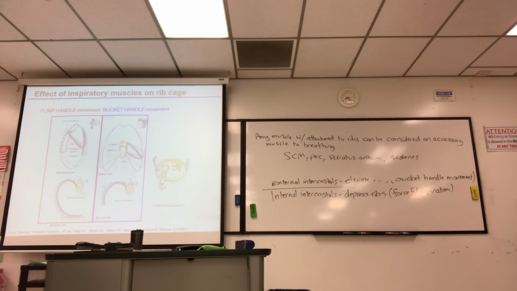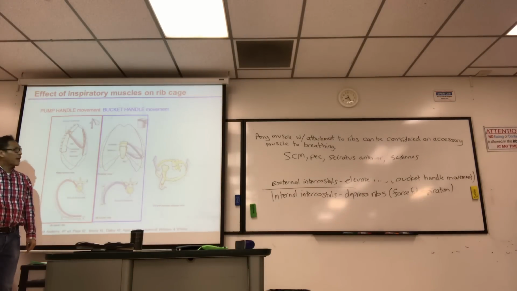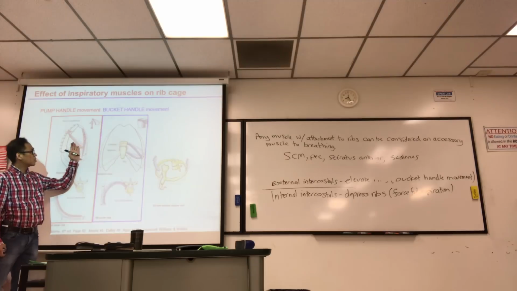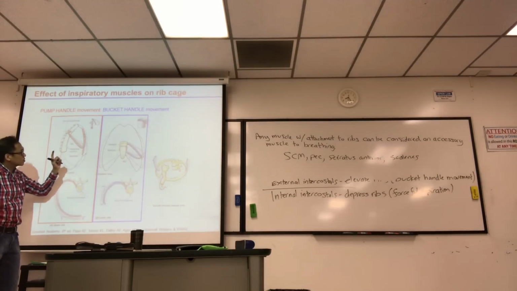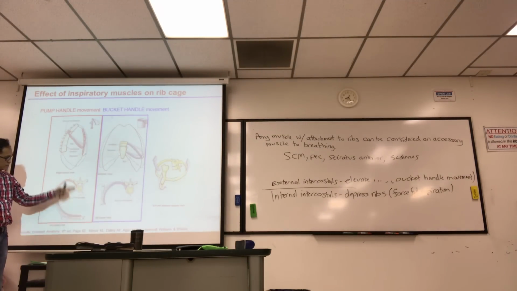So I want you to know how inspiratory muscles affect the rib cage. When the chest expands, how does it expand? Think about your sternum. The joint between the manubrium and the body of the sternum is called the sternal angle. That can pivot just a little bit like a pump handle. So they call this the pump handle movement of the sternum. It expands the chest wall front to back just a little bit. So that's what this figure shows you there.